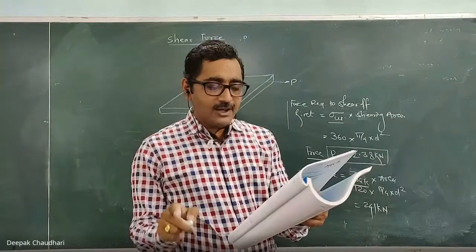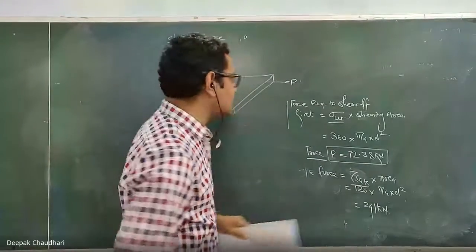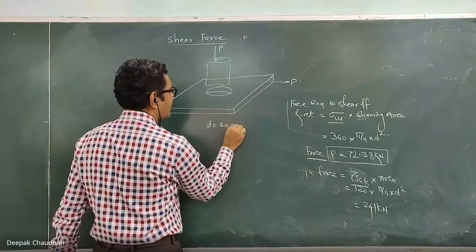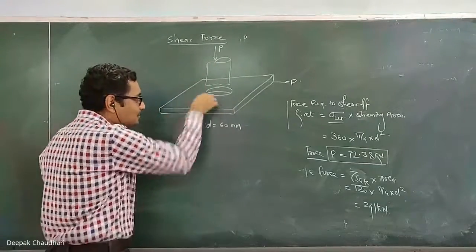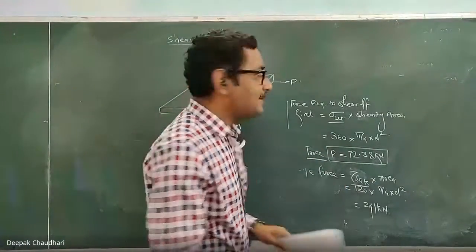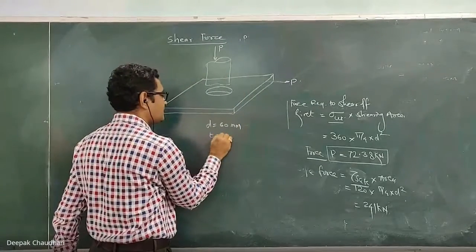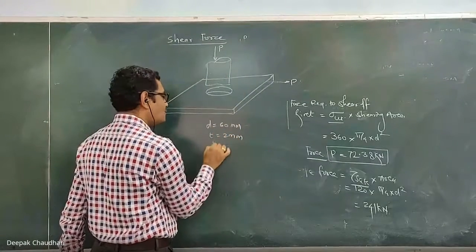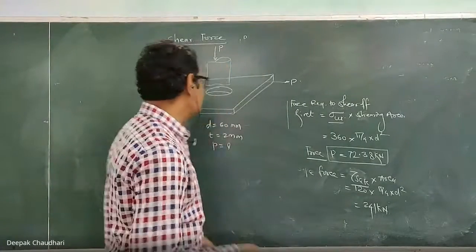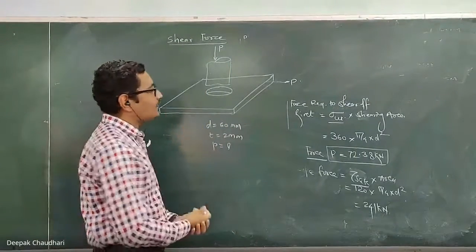The question is: estimate the force required to punch out a circular hole of 60 millimeter diameter. The diameter of the hole is 60 millimeter, and you have to find the force P required to punch this hole through a 2 millimeter thick plate. The thickness of the plate is given as 2 millimeter. So you have to find how much force P is required to punch a hole of 60 millimeter diameter through a plate of 2 millimeter.